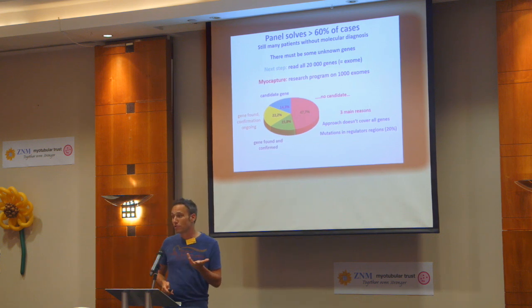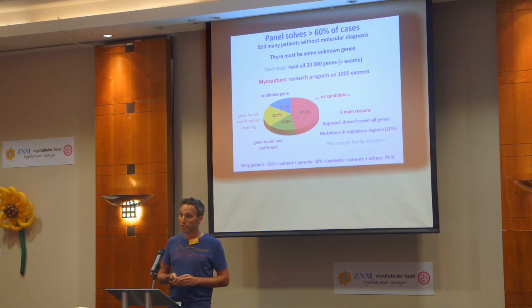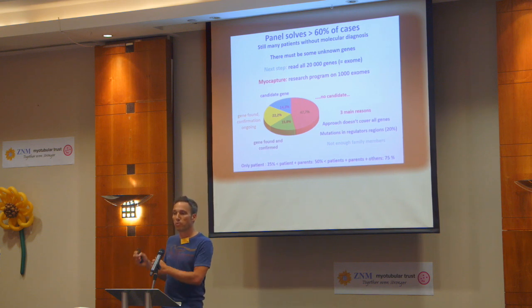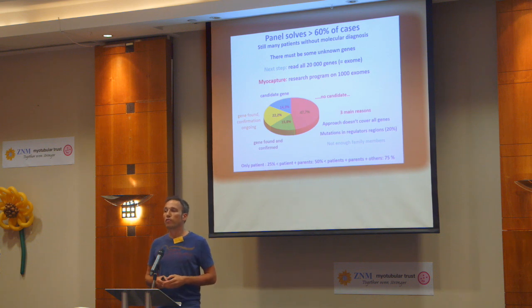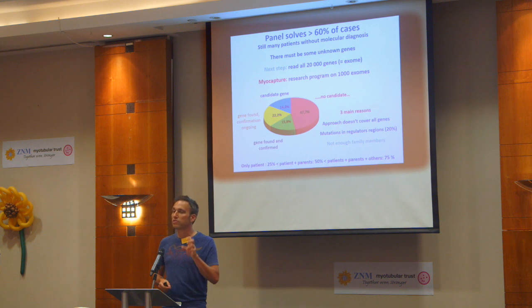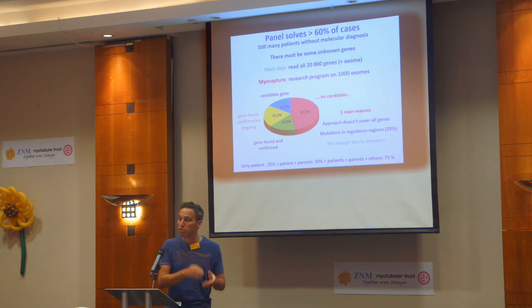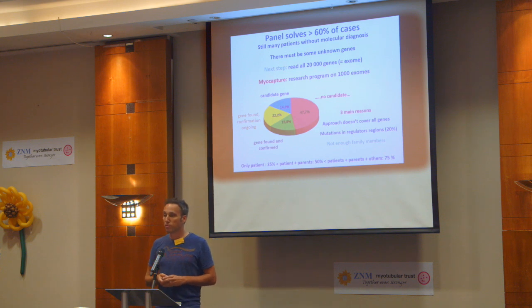But the main reason, and this concerns all of you, is that in most cases we do not have enough family members because our success rate clearly correlates with the number of family members that we analyzed. If we analyze only the patient, then we have a success rate of 25%. If we analyze the patient plus the parents, even though both parents are healthy, they serve as negative controls, then we increase the success rate to 50%. And if we have the patient plus the parents plus somebody else, then we increase our success rate to 75%.